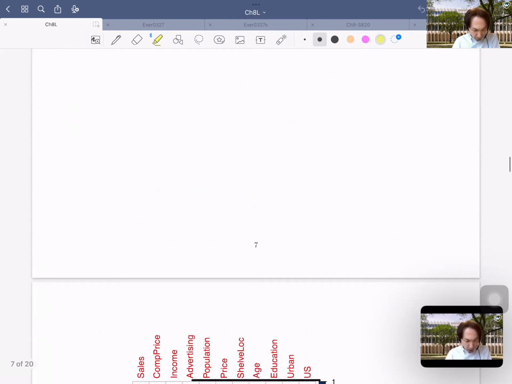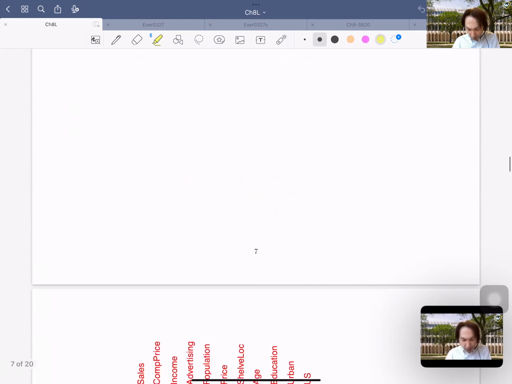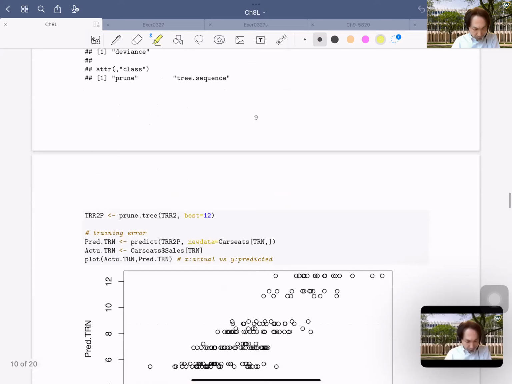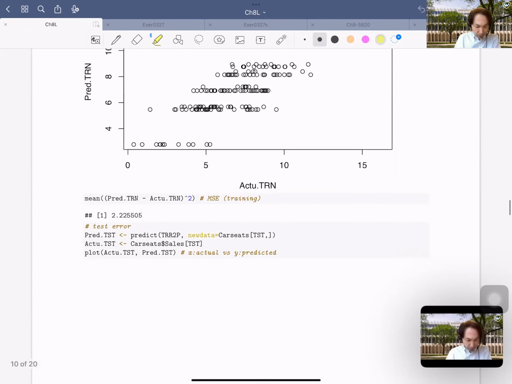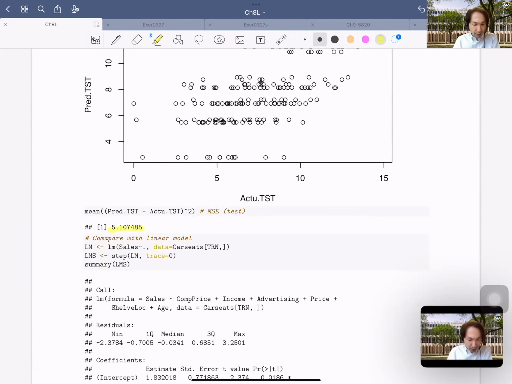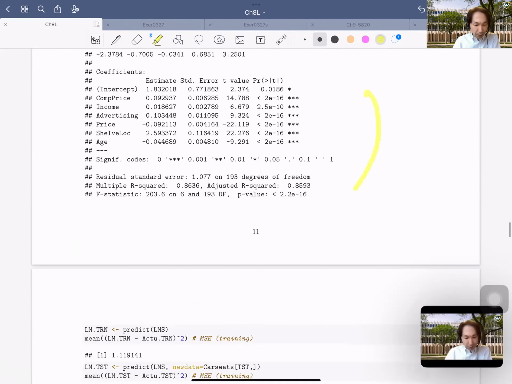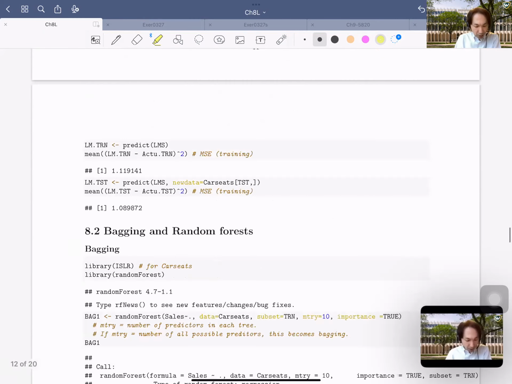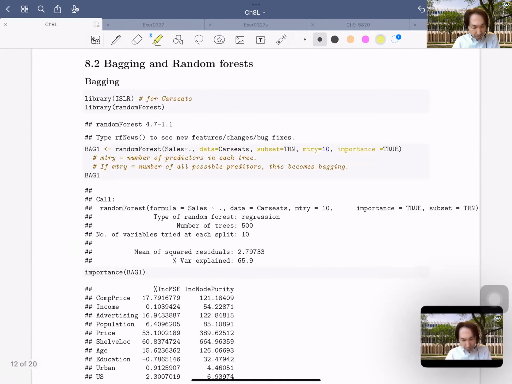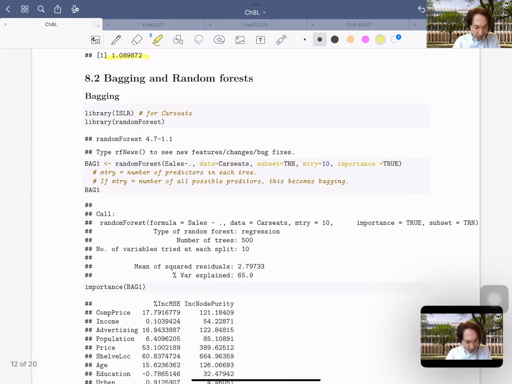For the tree-based methods, the out of sample performance, I mean the test MSE, is about 5.1 for the regression tree. This is the training error, and this is the test error, the mean square error, sorry, not root mean square, but the mean square is about 5.1. This is the regression result. But if we do linear regression with the stepwise procedure, then the test performance is about 1.1, so it's much smaller.